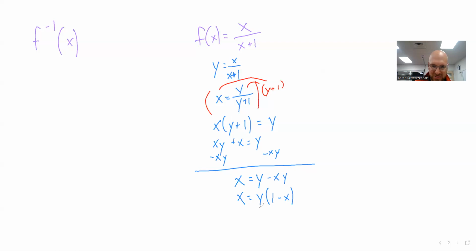Now I can bring the x back together and isolate the y by dividing by 1 minus x on both sides. Y is equal to x over 1 minus x. My inverse, that should still be a function. F inverse of x is x over 1 minus x.